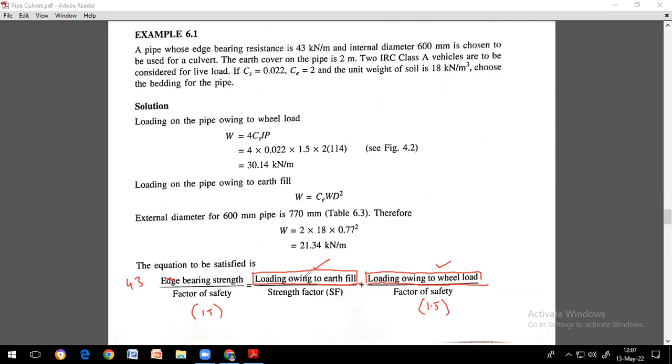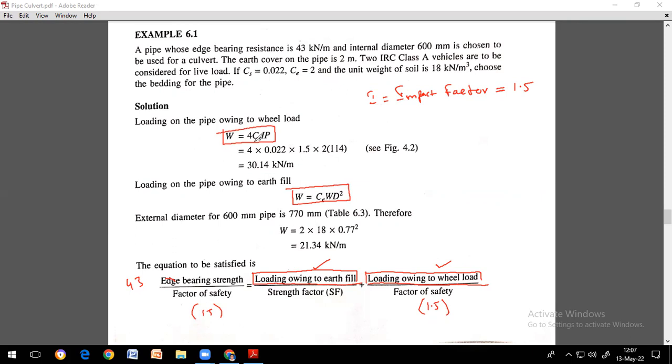So now immediately I have to calculate two things. One, live load. The other one is earth fill. Simple. Formulas already I told you. W is equal to 4 into CS into I into P. CS coefficient is 0.022 into I. What is I? What do you mean I? Impact factor. As I told you, impact factor generally we can take value as 1.5. So impact factor 1.5 we can take straight away.